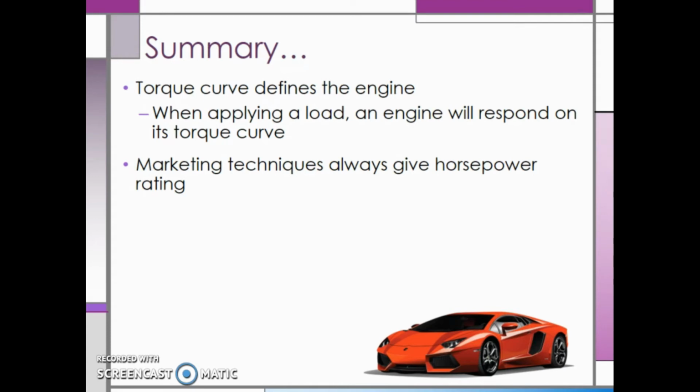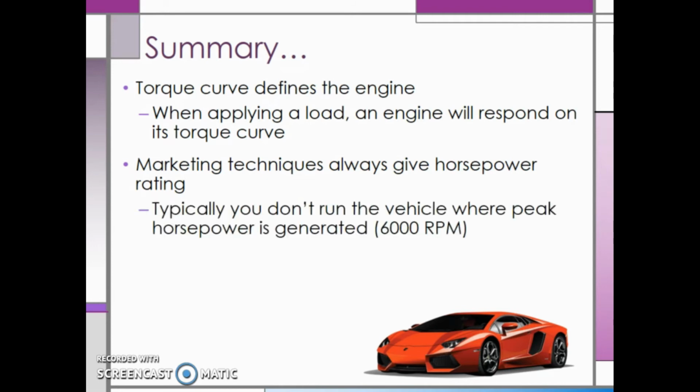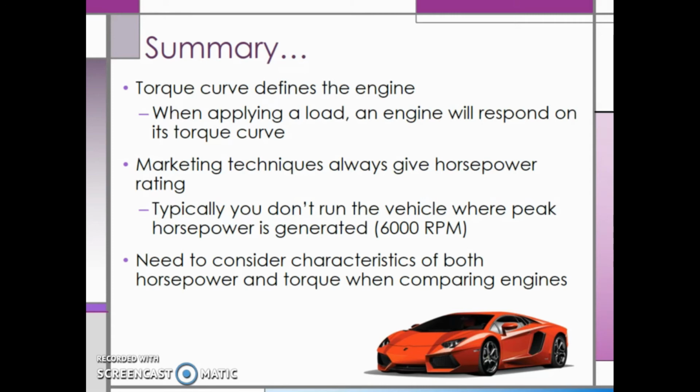The bad thing about strictly looking at a horsepower rating is that the engine is typically not run where the peak horsepower is generated, because a lot of times that's around 6,000 RPM. A good consumer will always consider both the horsepower and the torque when comparing engines. This concludes our discussion of torque and power curves.